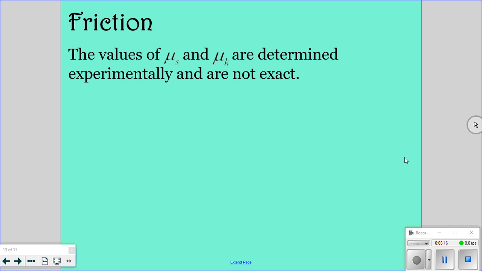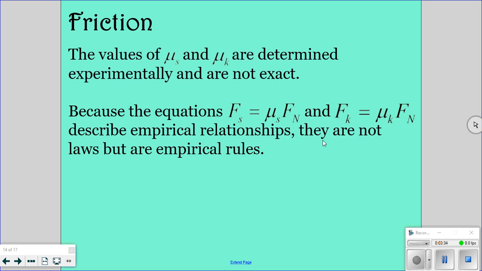So the values of mu sub s and mu sub k are determined experimentally, and they're not exact. So if you go to another book or another scientist, they may give you different numbers just because they're not exact. They determine them just repeating experiments over and over again. So these two equations are not laws, they are just rules. They describe empirical relationships, and so they're not laws, they're just rules. But we like to use them because they help us with these problems.